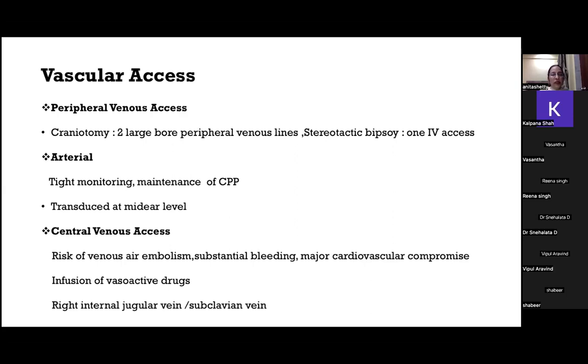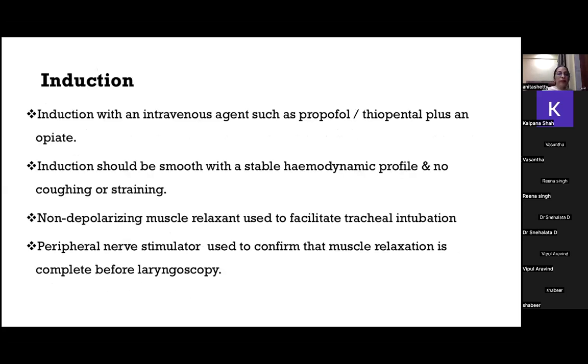Now, for the central venous line, if there is risk of venous air embolism, substantial bleeding, or major cardiovascular compromise, then central venous access should be taken. It can also be useful for infusion of vasoactive drugs. So the right internal jugular vein or the subclavian vein are usually cannulated for central venous access.